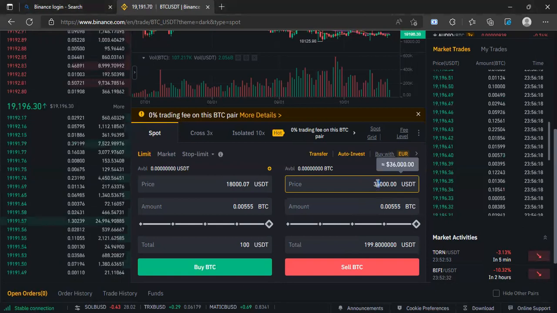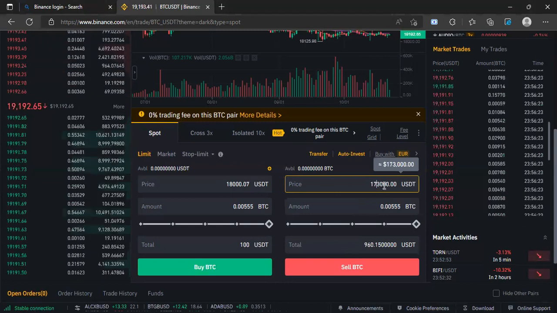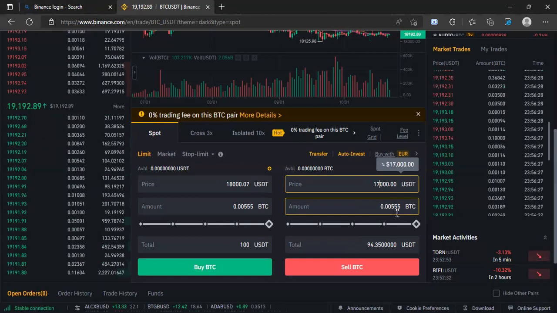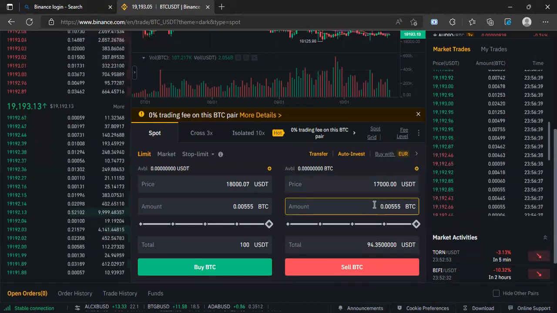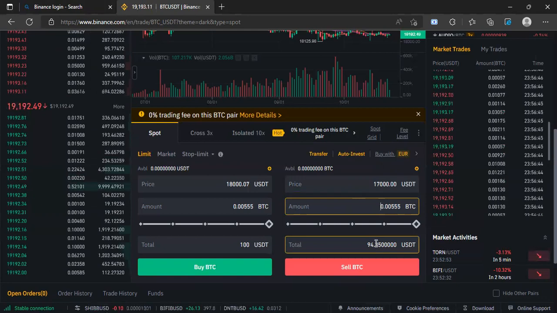17,000. Yep, perfect. And you see that your $100 worth of BTC now are $94.35, meaning that's like minus 6%. So that's the way for you to protect. That's like putting your stop loss, I would say, in spot. If you bought Bitcoin at 18,000, but if it goes to 17,000, well, you sell it because you don't want to keep it because it could continue going down.